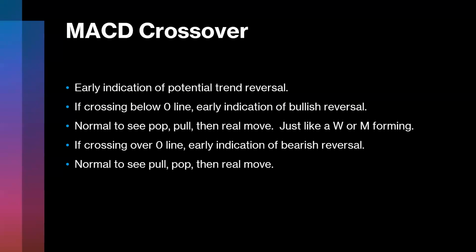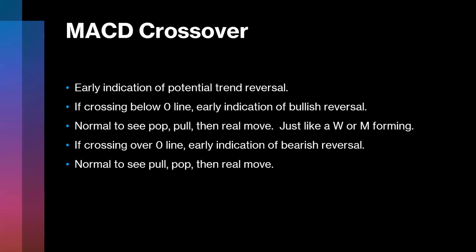So if the MACD crossing is happening below the 0 line, kind of like what we just talked about, it's an early indication of a bullish reversal. What you're normally going to see in the stock when this happens is a small pop and then a pull, and then you're going to kind of get the real move. And what you're going to want to see is continued upward momentum to cross back over the 0 line. Okay, and I got some charts that'll show you that.